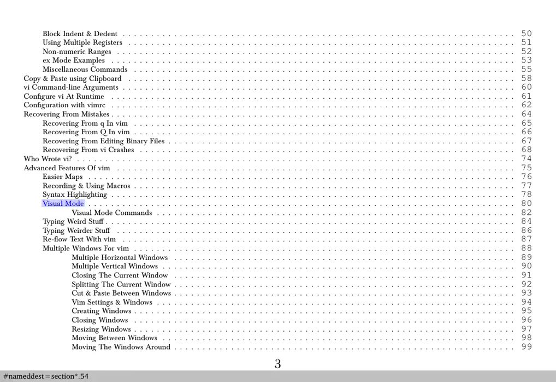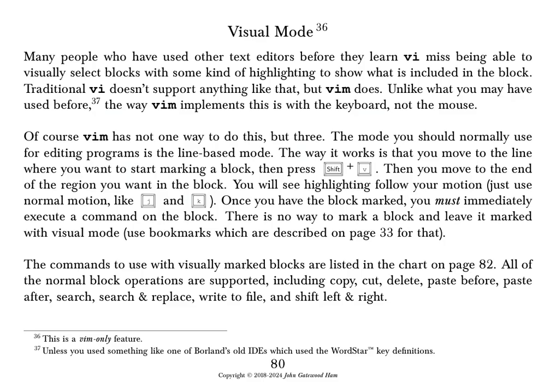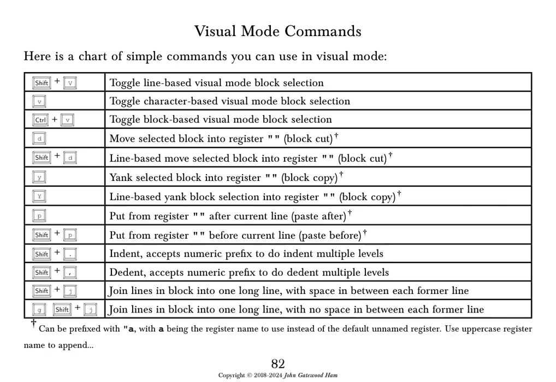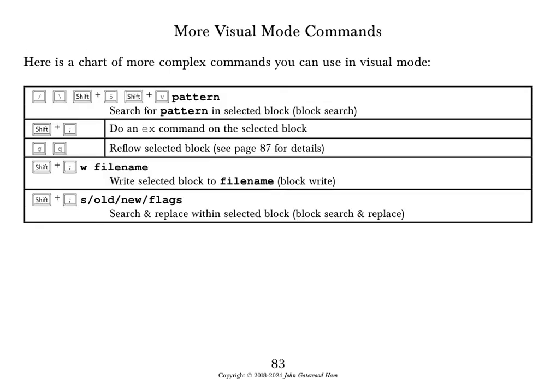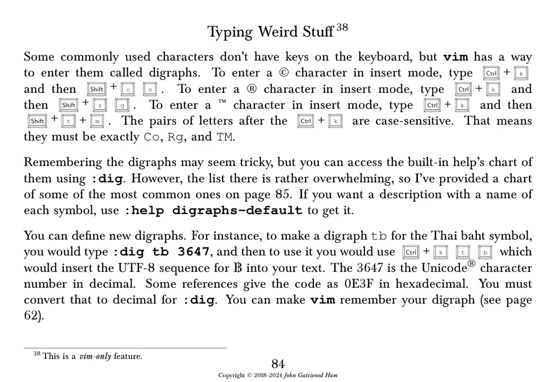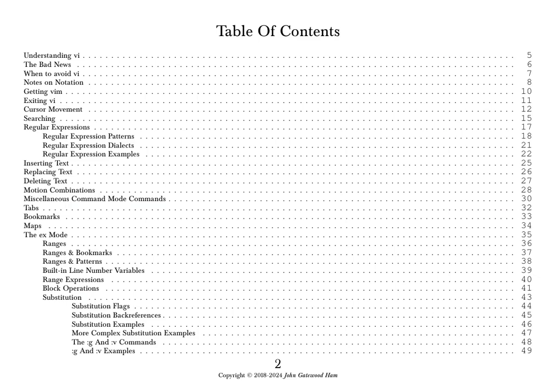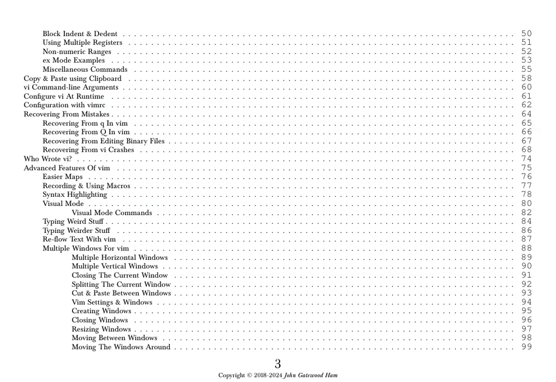I've documented visual mode, and again, that's been expanded, and I've got nice charts for that. Visual mode is quite popular with people coming from the Windows world. For the digraphs, I've added a couple of new digraphs, the yen and the won, which might be useful in Thailand. So even if you've seen this document before, I hope you'll get the new one.